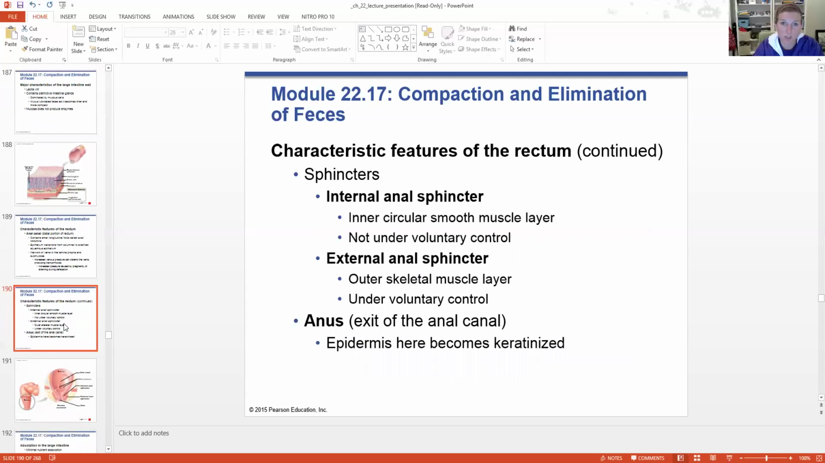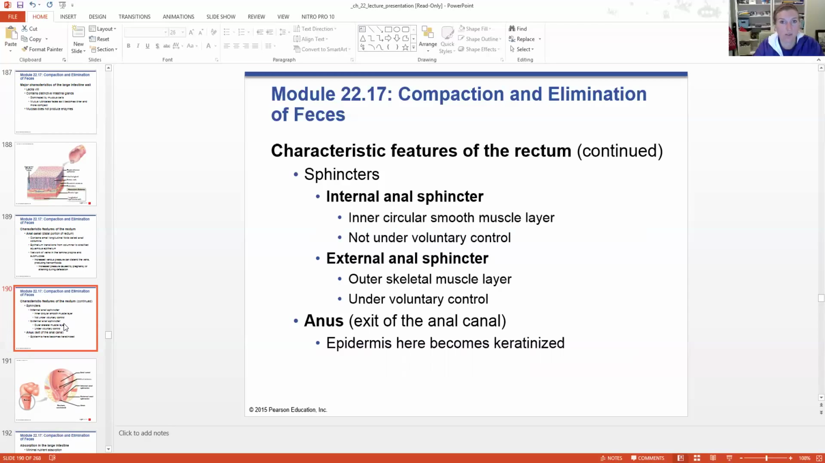There are sphincters involved in the rectum as well, an internal anal sphincter and an external anal sphincter. The internal anal sphincter is actually an involuntary muscle. It's smooth muscle. You can't control it. The external anal sphincter is under voluntary control, luckily, so that we are not walking around wearing diapers.